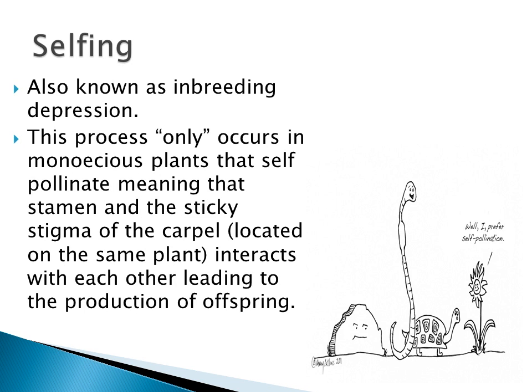Selfing, also known as inbreeding depression, only occurs in monoecious plants that self-pollinate, meaning that the stamen and the sticky stigma of the carpel located on the same plant interact with each other, leading to the production of offspring. Now, this cannot happen in dioecious plants due to them not containing male and female sex organs on the same plant. But let's continue.